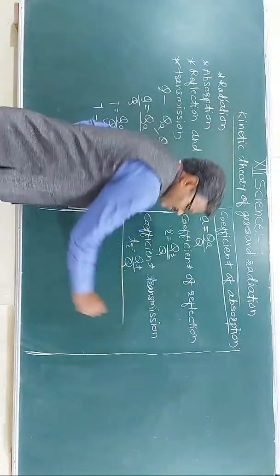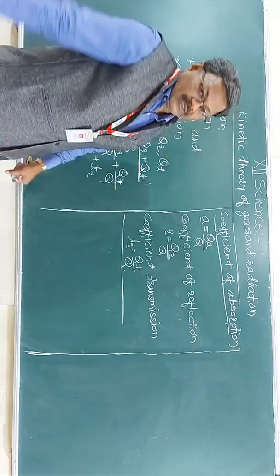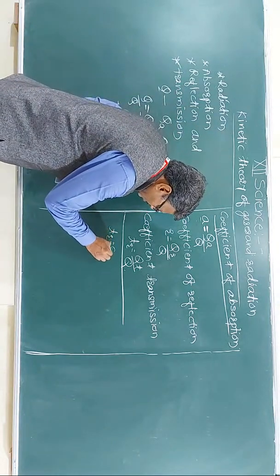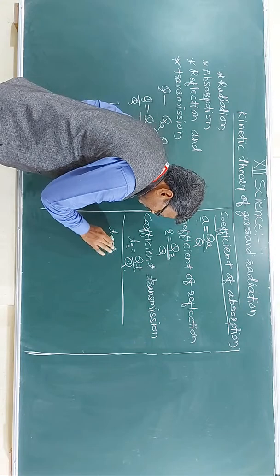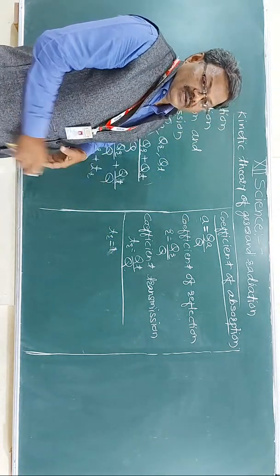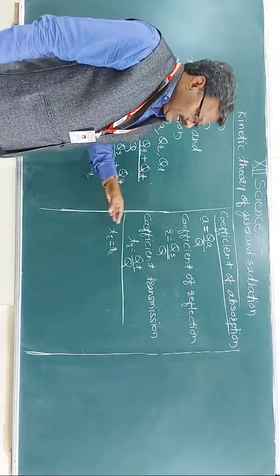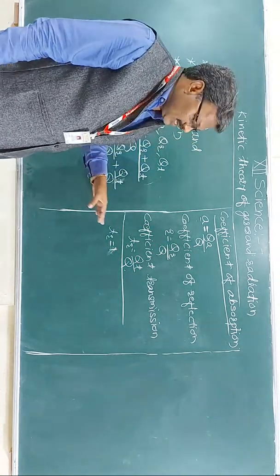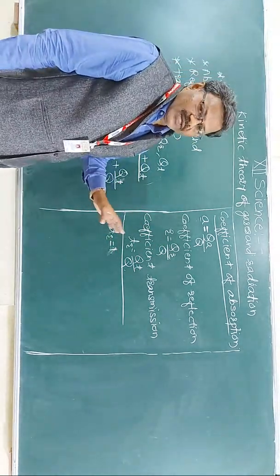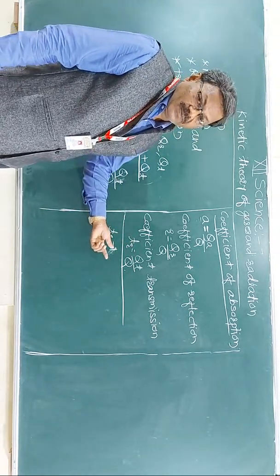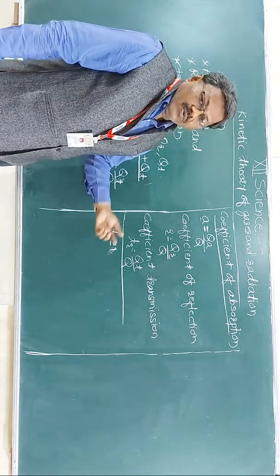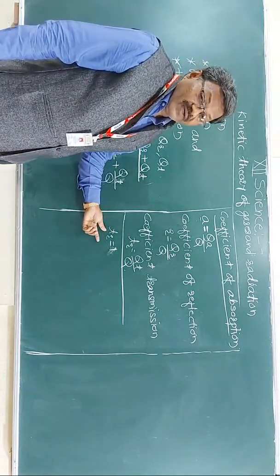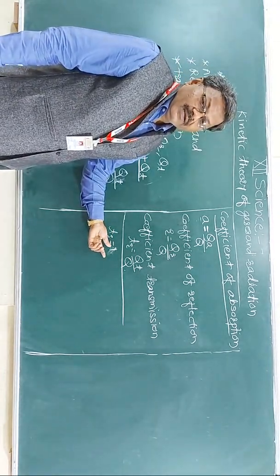Now, from this we can say that there is a term related to transmission. If Tr is equal to 1, it means the total energy incident on the body is transmitted, or passes through that body or object. In this case, the coefficient of transmission is 1. When the coefficient of transmission of an object is 1, we can say that it is a perfect transmitter.